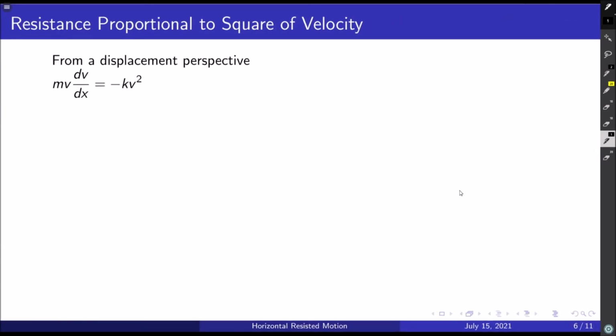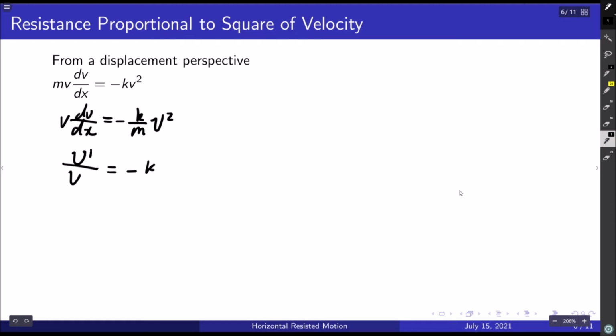So here, we're going to do exactly the same thing as when we looked at the force proportional to just the velocity itself. So we end up with v dv/dx equals negative k over m v squared. I'm going to divide both sides by v squared, and simplify this into v' over v, because otherwise it will be way too messy. So that equals negative k over m.